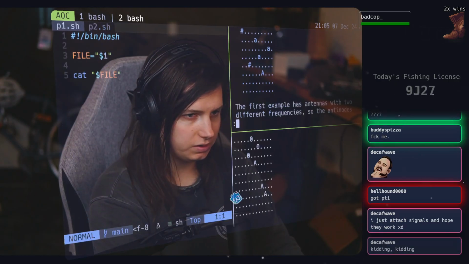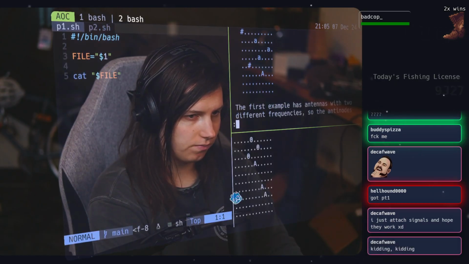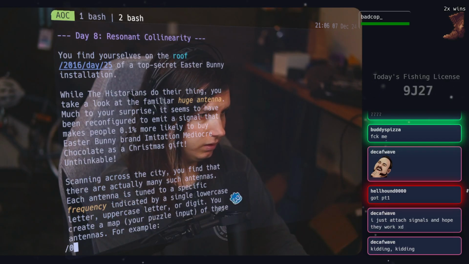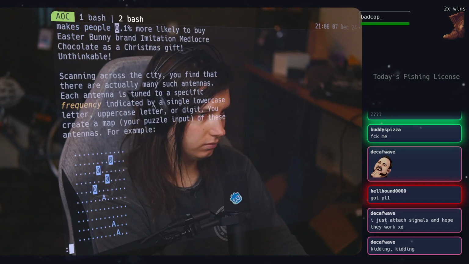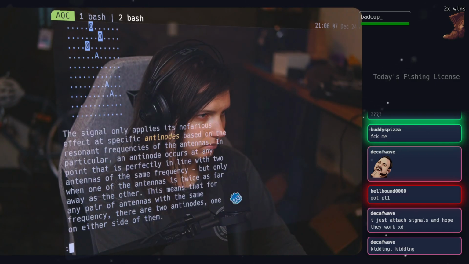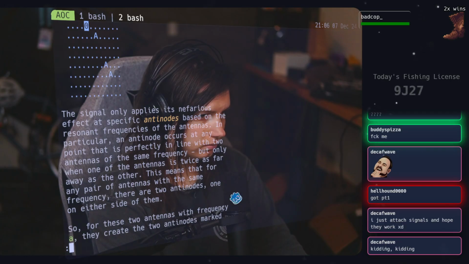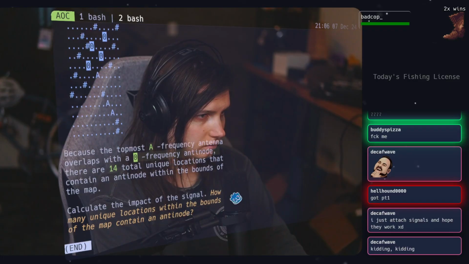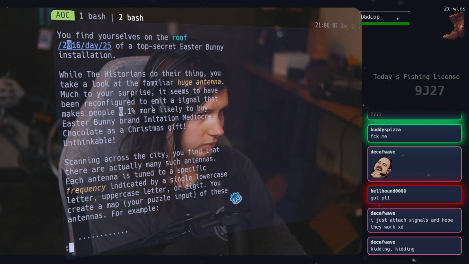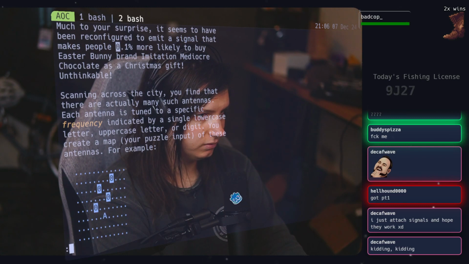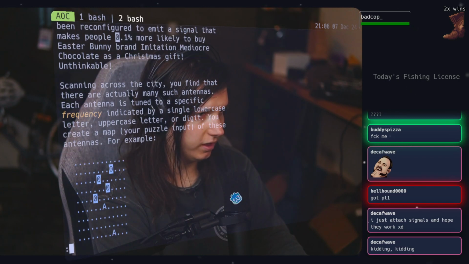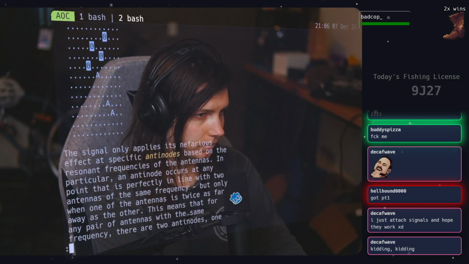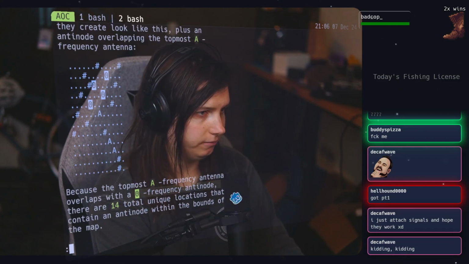So what does our sample look like? What are the zeros? Are zeros also antennas? They don't explain what the zeros are. Oh, or digit. Okay, they're also antennas.